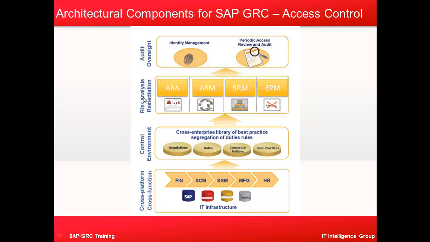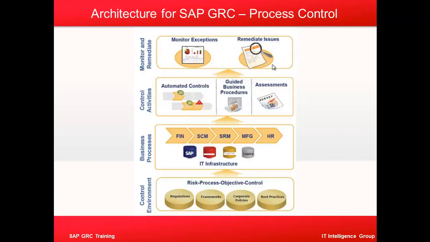And from the risk analysis and remediation perspective, you have ARA, access risk analysis, access request management, business role management, and emergency access management. From the audit oversight perspective, you have identity management, which can be SAP IDM, then you have periodic access review and audit. So these are the different layers and components of SAP GRC.